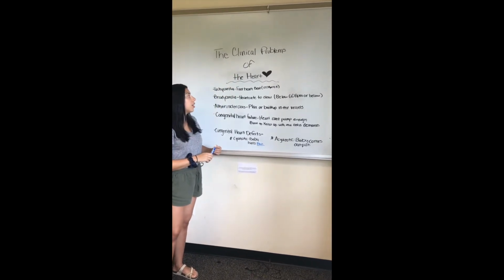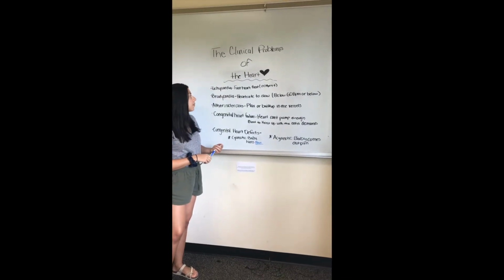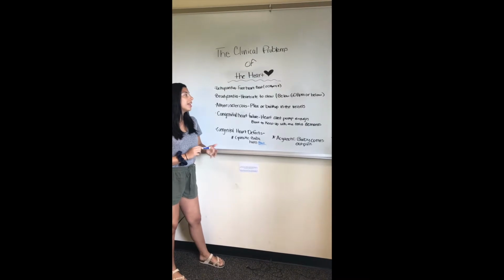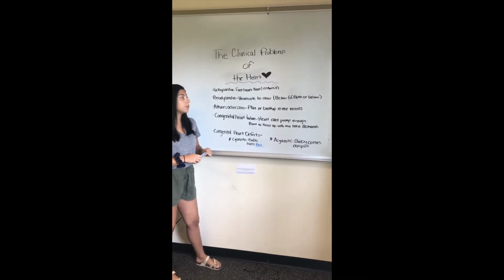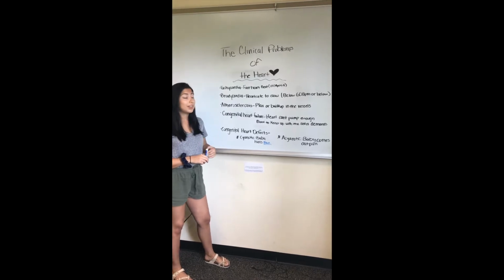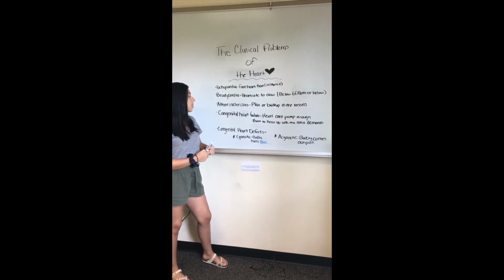Okay, so today we're going to be talking about the clinical problems of the heart. First, we have tachycardia. So that's fast heartbeat, meaning anything that's over 100 beats per minute. Then bradycardia. So your heart rate is too slow, meaning that it's anything under 60 beats per minute. And then atherosclerosis, which is very difficult to say. It's anything with plaques or buildup in the vessels.